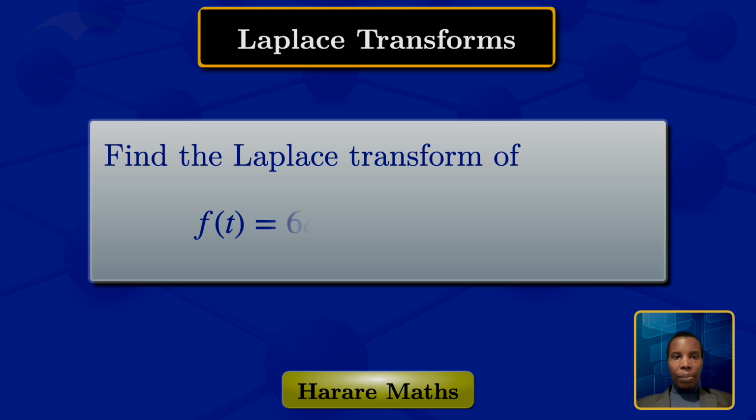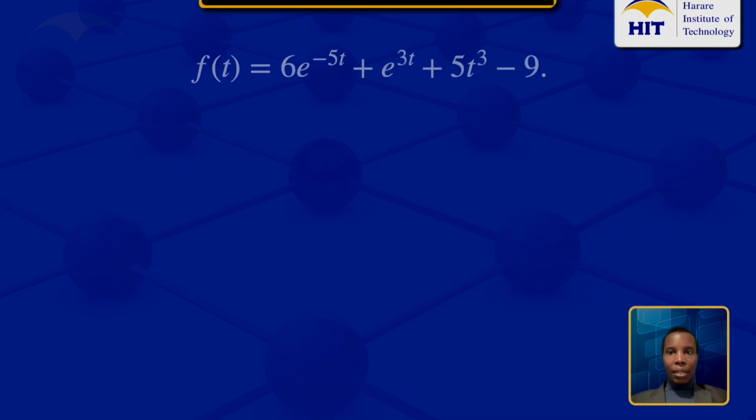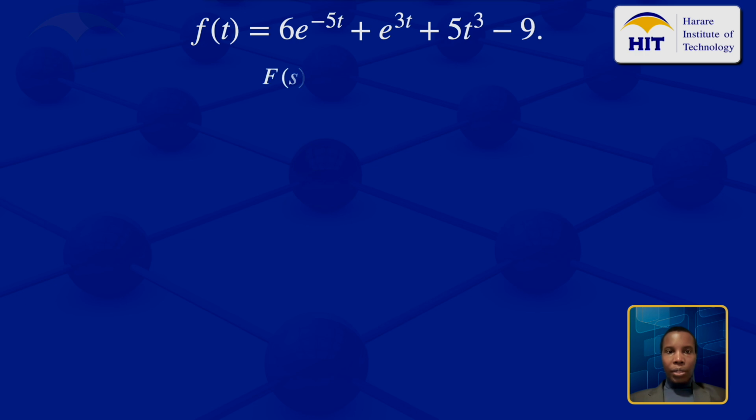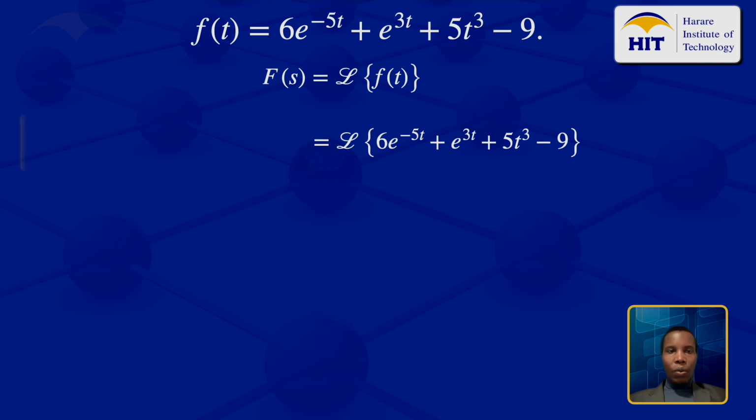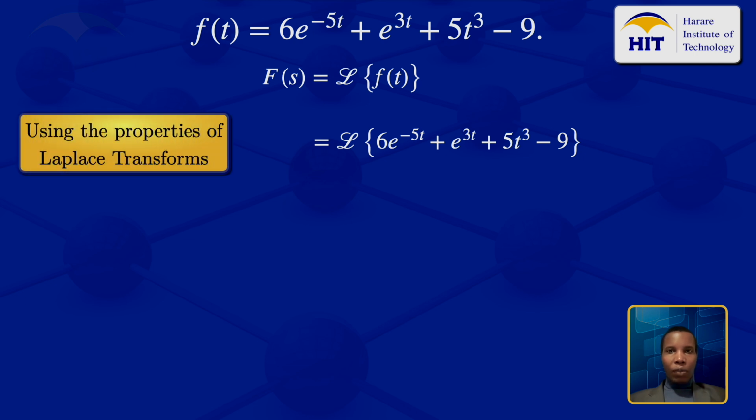I'm going to find the Laplace transform of f of t, which is equal to 6 exponent of minus 5t plus 3 exponent of 3t plus 5t cubed minus 9. So we are given that function there. For the Laplace transform, we denote it by F of s, that is equal to the Laplace transform of f of t, and that will be the Laplace transform of 6 exponent of minus 5t plus exponent of 3t plus 5t cubed minus 9.